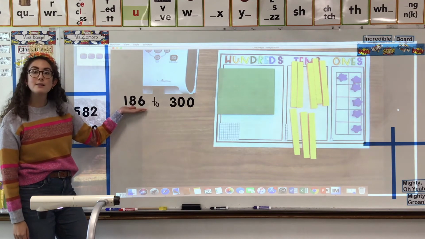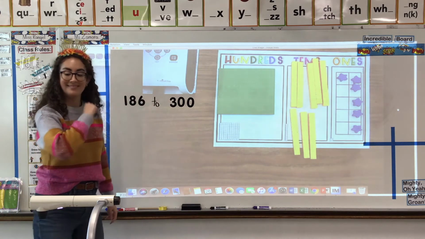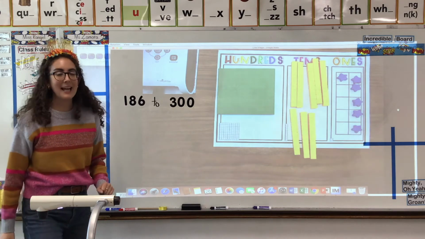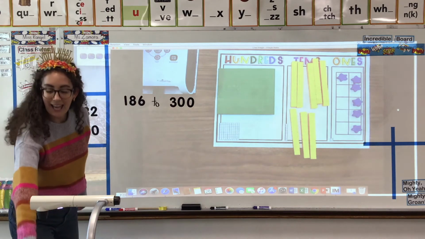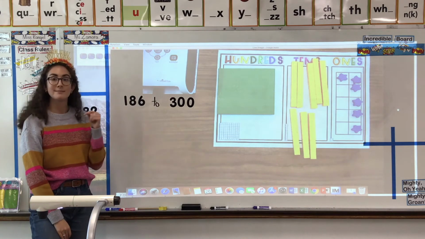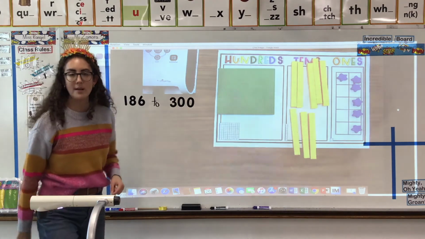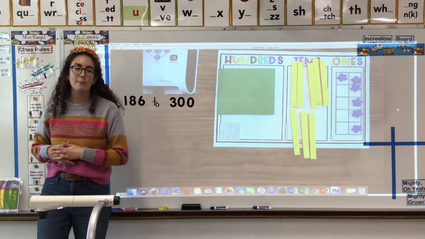How many ones are in 186? How many ones? 6, exactly. How many tens? 8. 8 tens. And how many hundreds? 100, of course. We can see it on our place value chart as well as looking at the number.